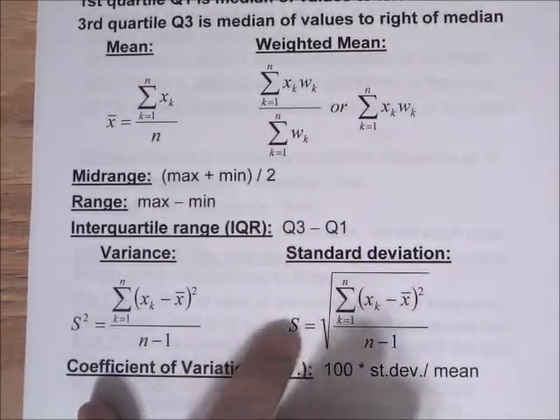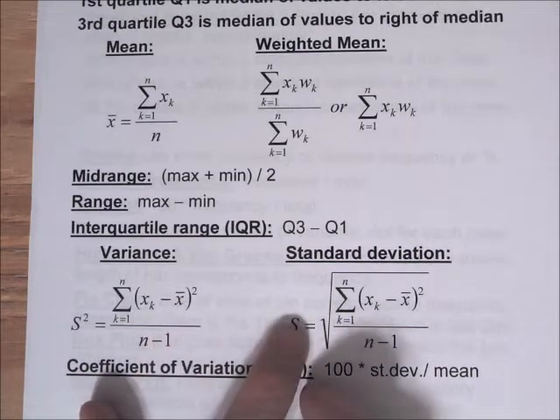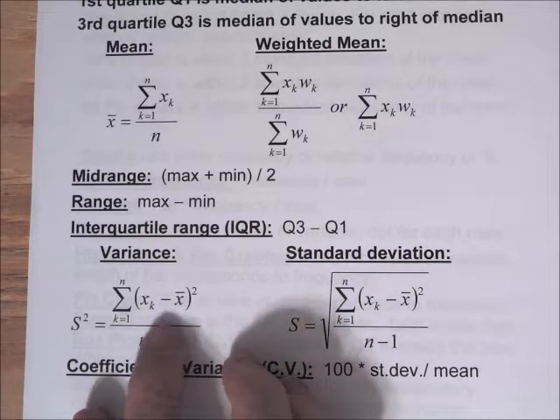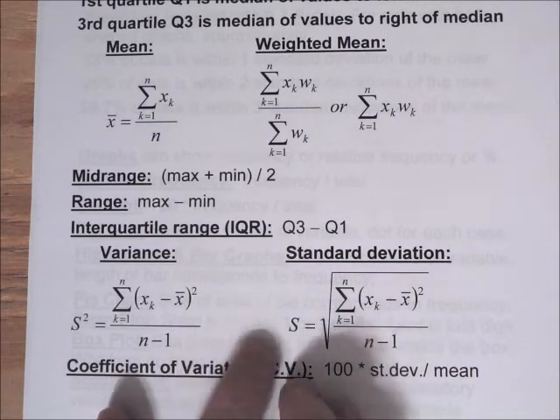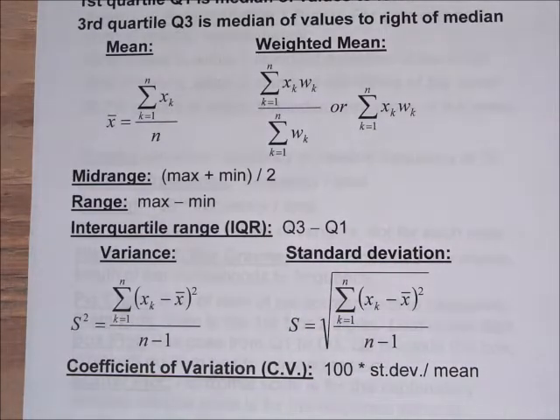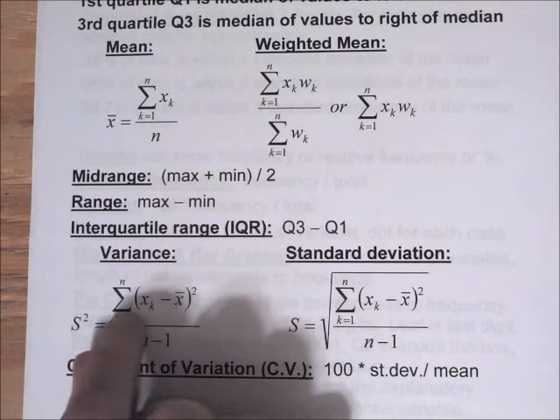And then the two that are probably the most important measures of spread are the variance and the standard deviation, especially the standard deviation, because there's a lot of important theorems related to the standard deviation and also the variance. And these are the formulas there.